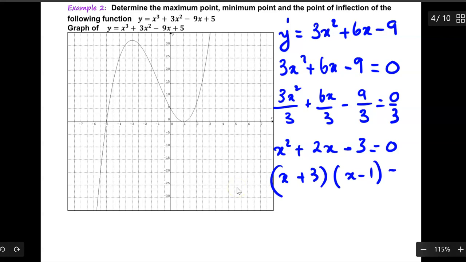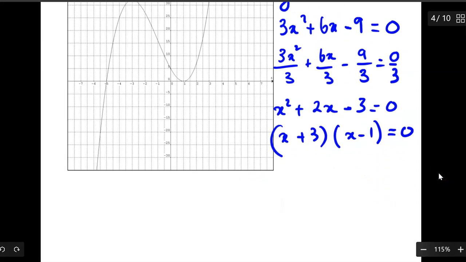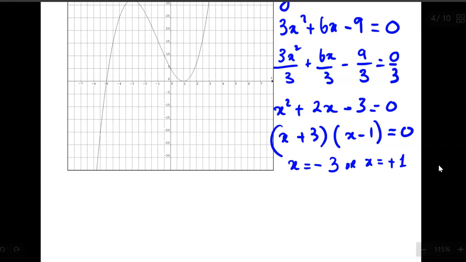Okay, so we did this in previous math courses, so I will quickly tell you what they are, but if you want to know the process and you forget, I hope you can go back and review. So in this case, I have x equal to -3, or I have x equal to +1. So those are the two values.